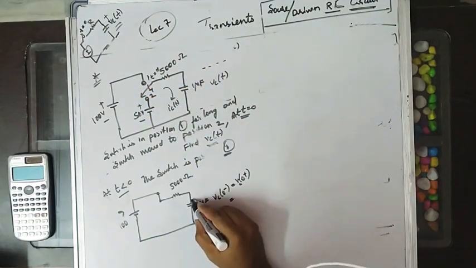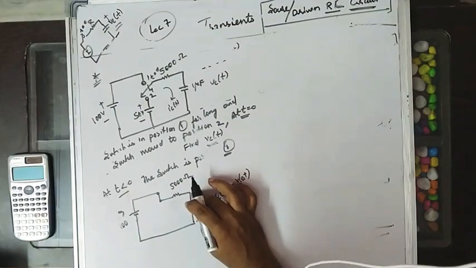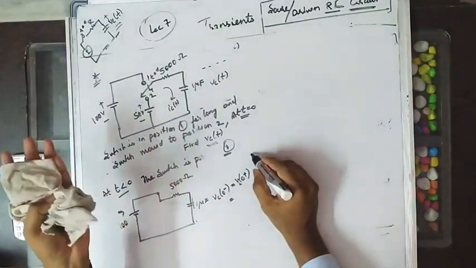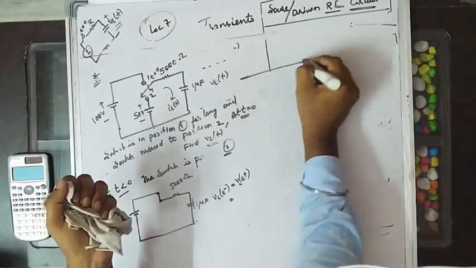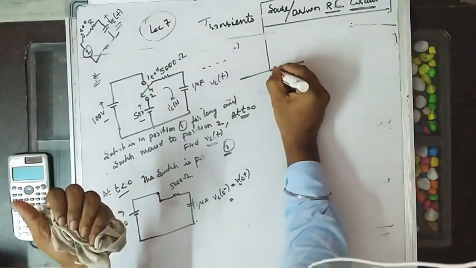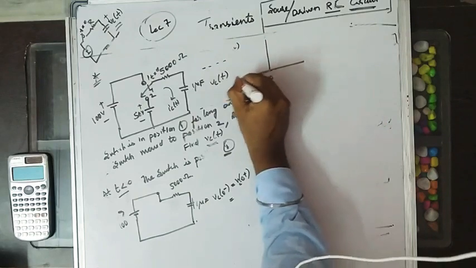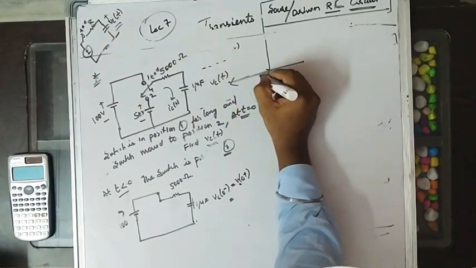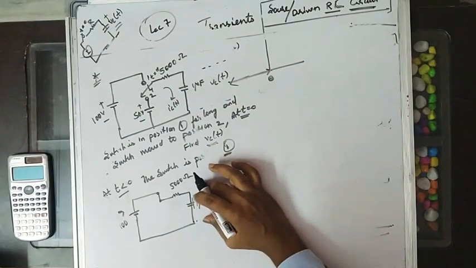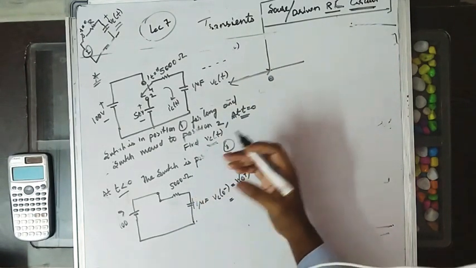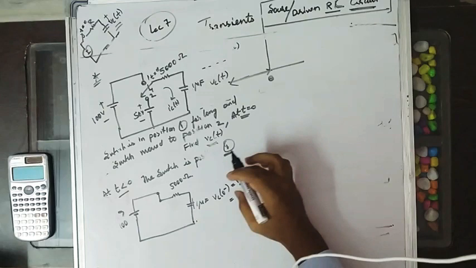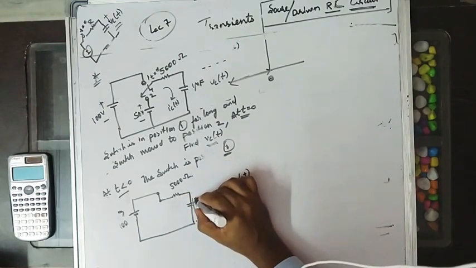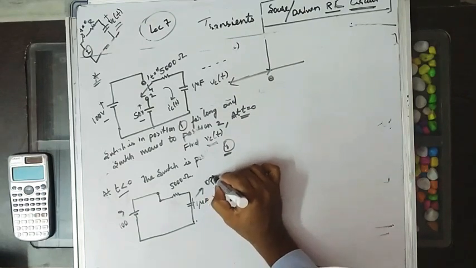This circuit has been operating since t less than 0, until this time, before t equal to 0. So the capacitor will be in steady state. At t equal to 0, the capacitor is in steady state, and now it becomes an open circuit.